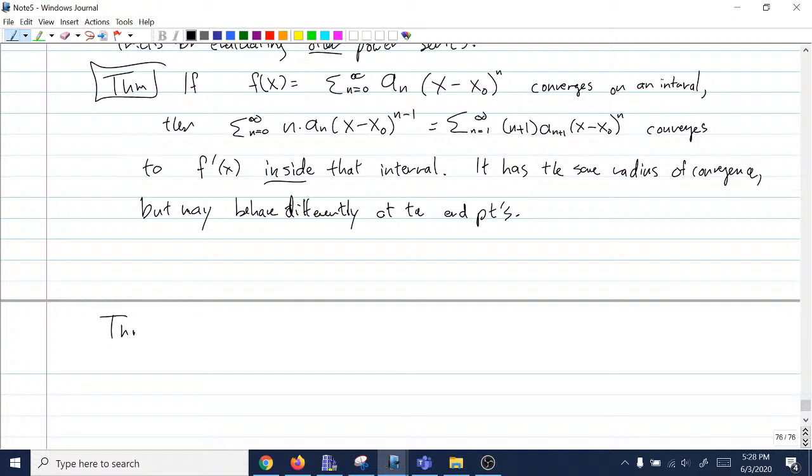The other thing you can do is you can integrate term by term.